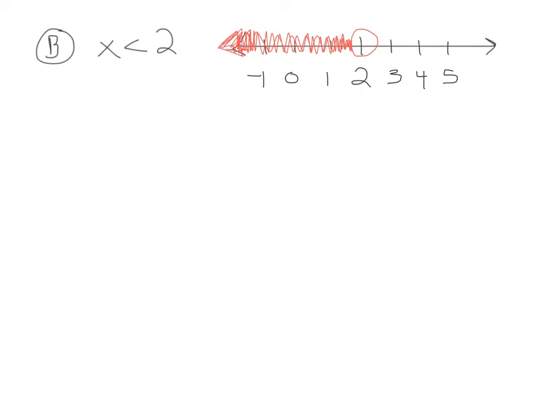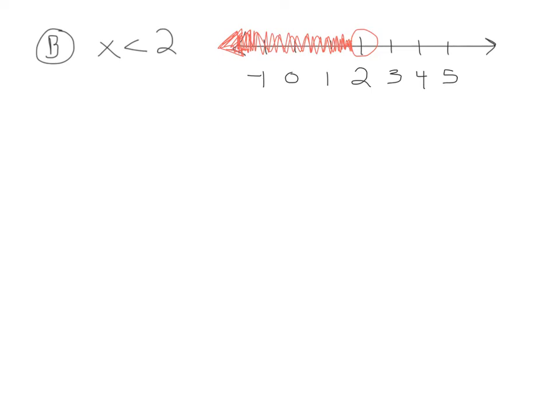And you're coloring all the numbers that are less than 2. And there's an infinite amount of them. And you put a hollow circle here because 2 can't go here. Is 2 less than 2? No. But all these other numbers, even like 1.5, 1.99, would fit there. And what you're coloring are the solutions.